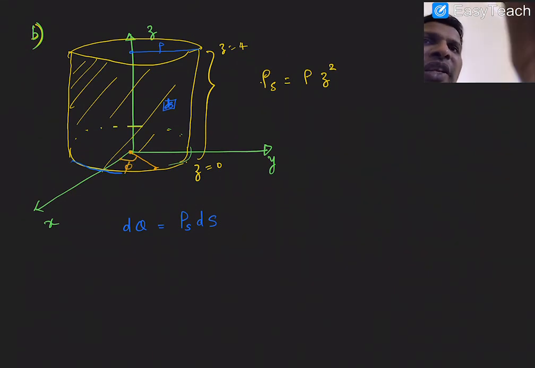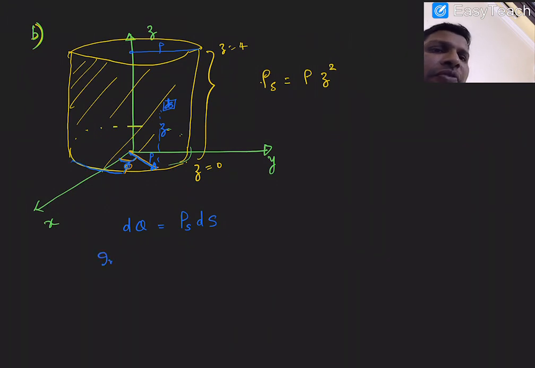Let me use a different color for this. This is phi, the radius is given, and at height this is your z. So in terms of rho, phi and z, we can write ds as rho into d phi into dz.